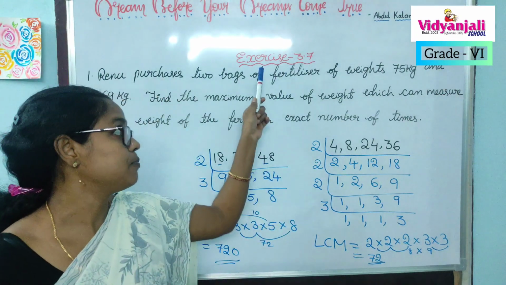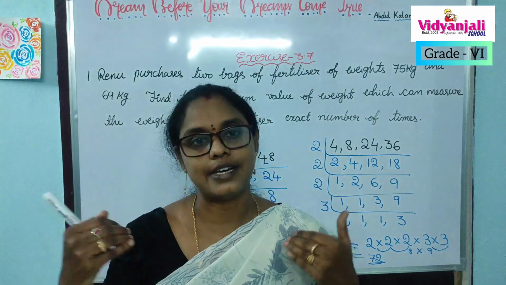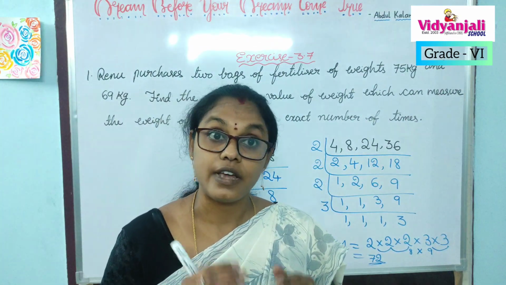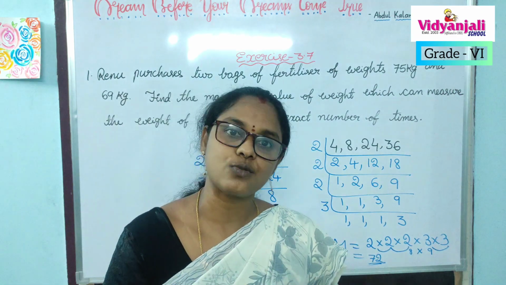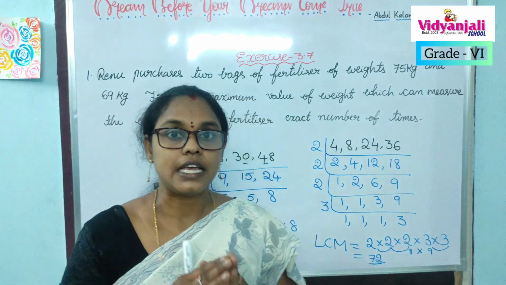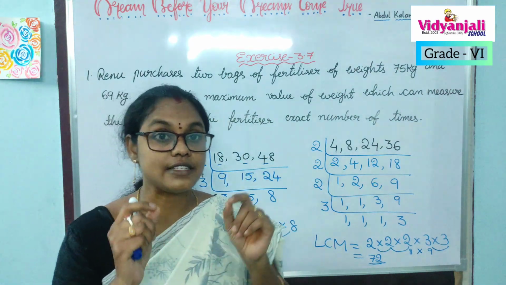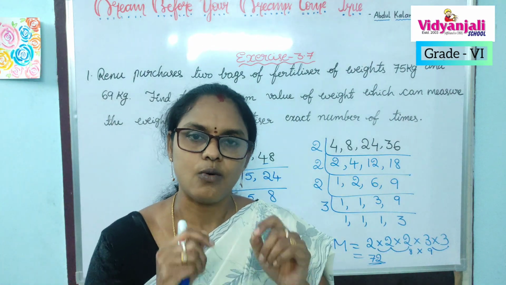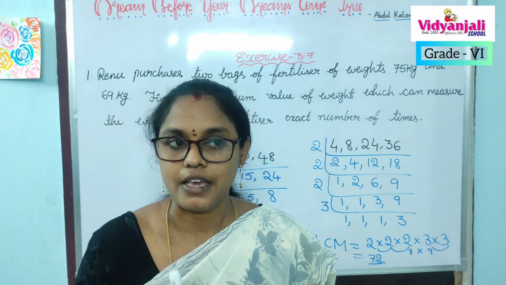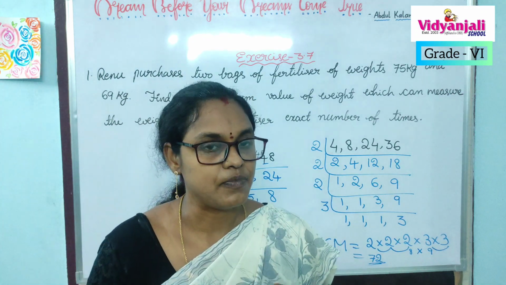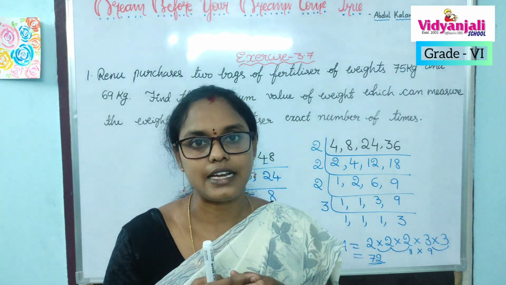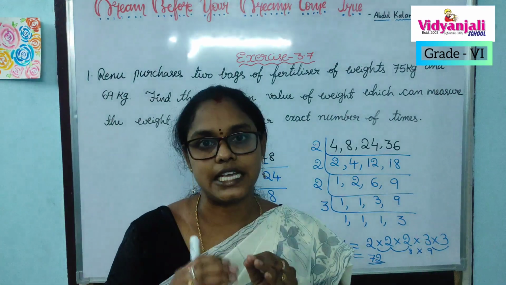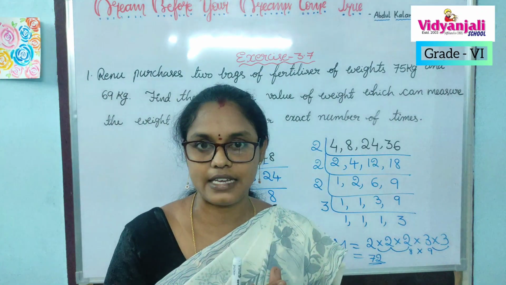Now in exercise 3.7 we have all word problems only. We have to identify in which question we have to find LCM and in which question we have to find HCF. In each problem we have to identify some keywords. What are the keywords? If we see words like maximum, largest, longest, heaviest, that is HCF, because in HCF, H stands for highest, right?